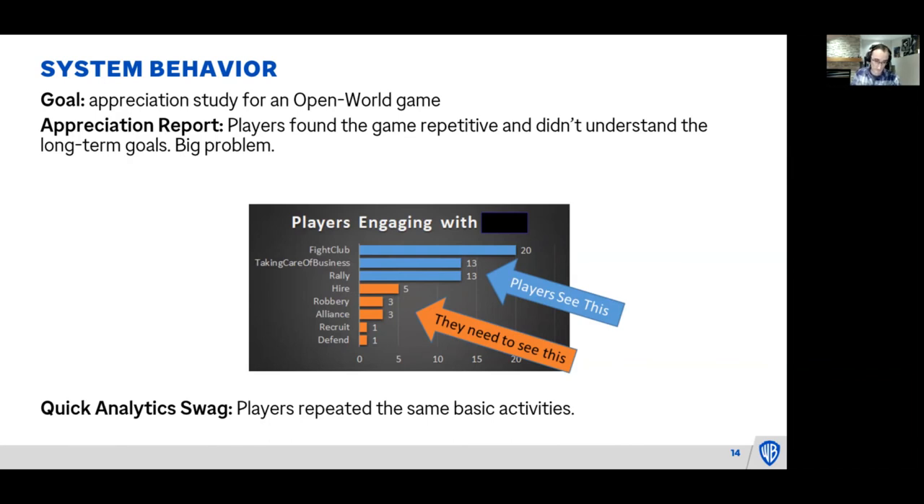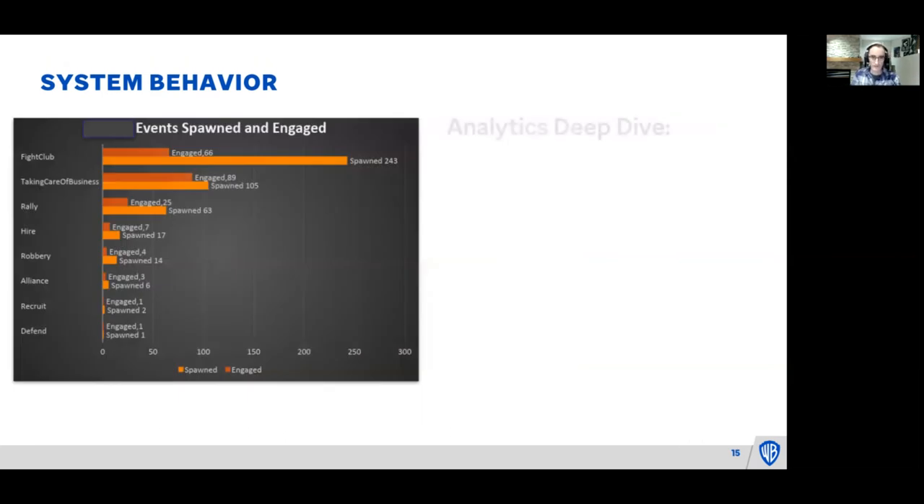We did a quick review of the data. Yeah, I mean, confirmed, that's what people are doing. Now the question is why? What do we do about this? How do we make them see more of the things that they should be seeing? Are the missions not interesting? Are they not able to find their way there? There could be many reasons why they're not engaging with the more important content.